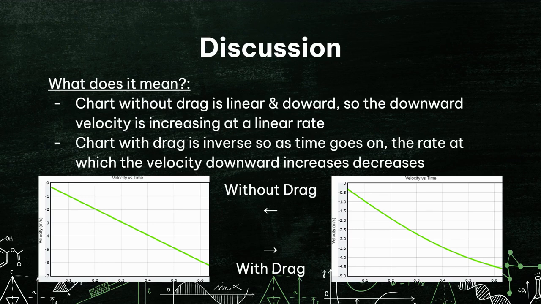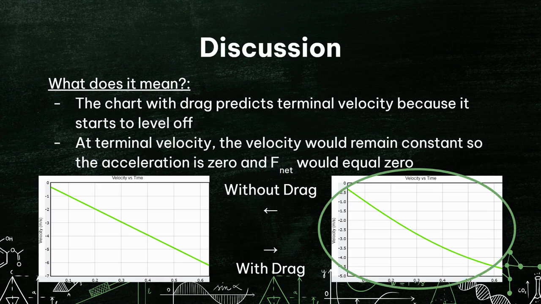Discussion. What does it mean? The chart without drag is linear and downward, so the downward velocity is increasing at a linear rate. While the chart with drag is inverse, so as time goes on, the rate at which the velocity downward increases decreases. So the chart with drag predicts the terminal velocity because it starts to level off. And at terminal velocity, the velocity would remain constant, so the acceleration is 0, and F_net would also equal 0.